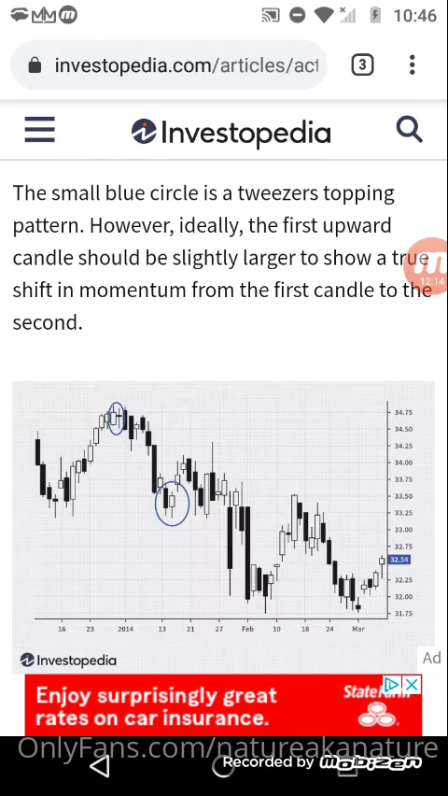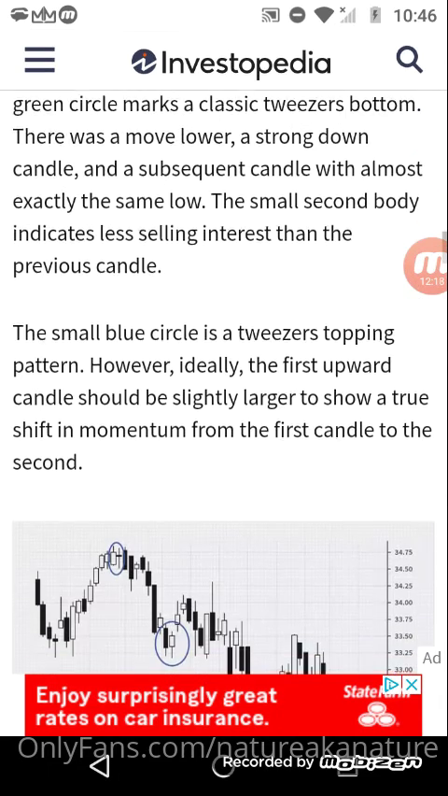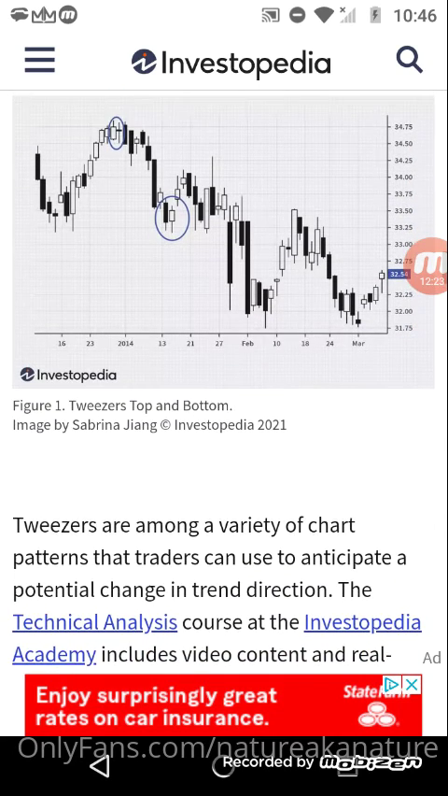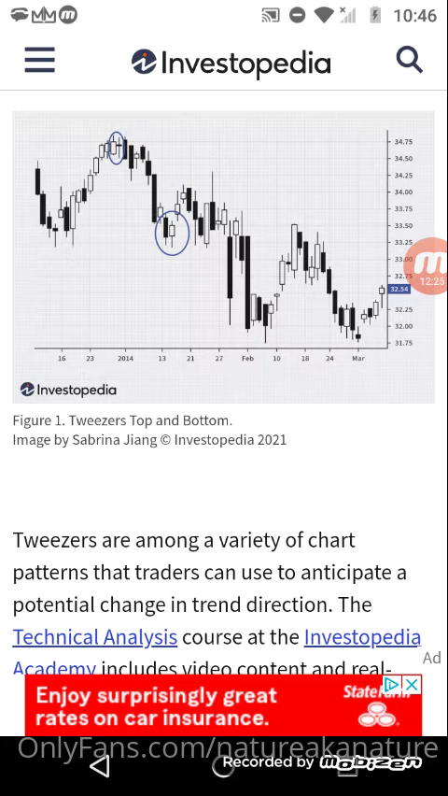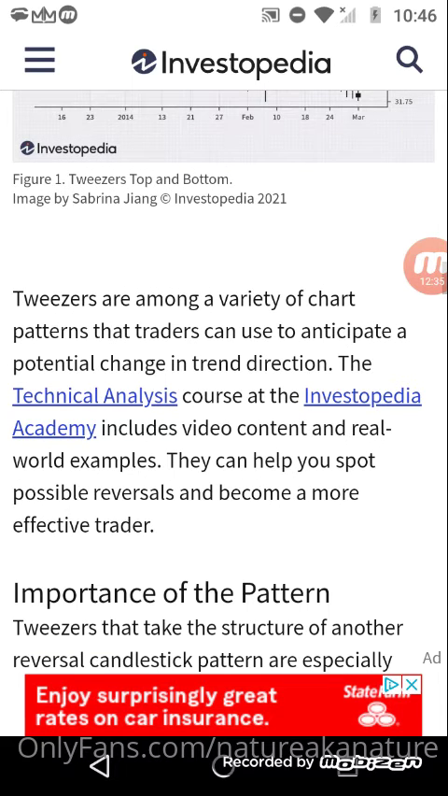However, in this example, for tweezer topping patterns and tweezer bottom patterns, as you see, the second candlestick is slightly smaller than the first candlestick pattern. So it's a reversal as far as the order. That's how I look at it, so that's how you should look at it too.